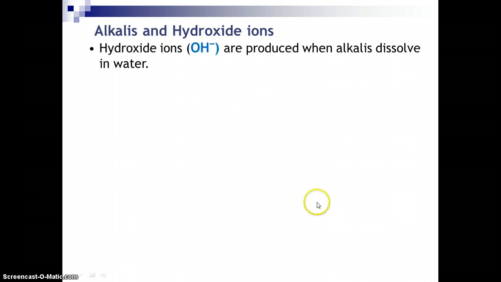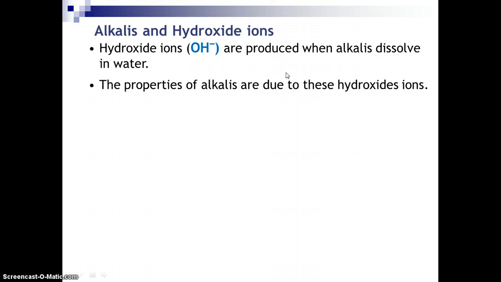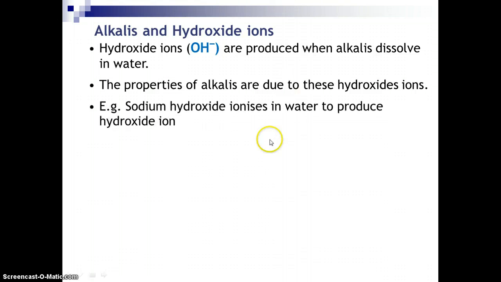Alkalis and hydroxide ions. Like acids, which produce hydrogen ions when dissolved in water, hydroxide ions are produced when alkalis dissolve in water. The properties of alkalis are due to these hydroxide ions. For example, sodium hydroxide ionizes in water to produce hydroxide ions. This is the equation: sodium hydroxide, when dissolved in water, produces Na plus ions and OH minus ions.